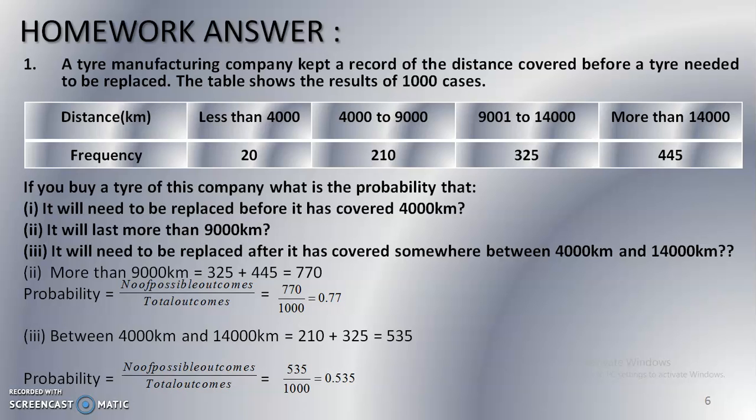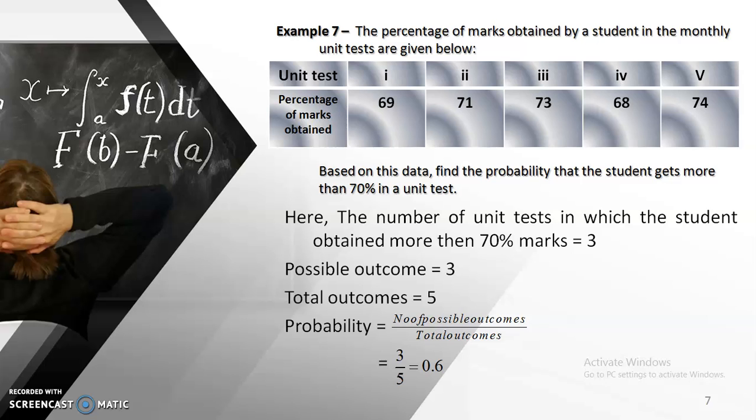And third, between 4000 and 14,000 means starting with 4000 and ending at 14,000, meaning 210 plus 325. So the answer is 535. And probability equals number of possible outcomes divided by total outcomes equals 535 divided by 1000 and the answer is 0.535. Got it? If you have any question about it, you can ask me in the comment section. Go to the next. It's example 7.